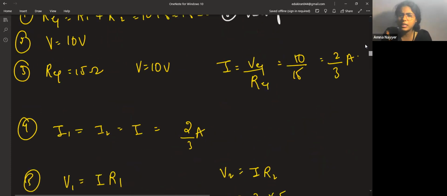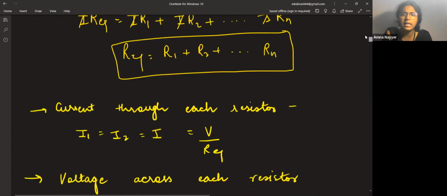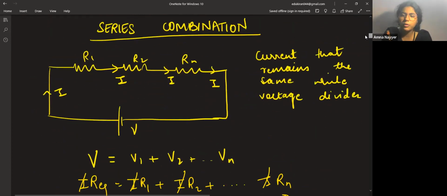Initially, we are doing the basics of it. Parallel, I'll do it tomorrow itself. First, write down all these points. Then we'll complete the rest of the questions.